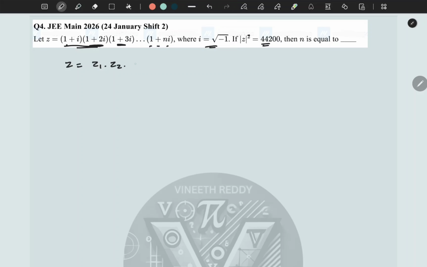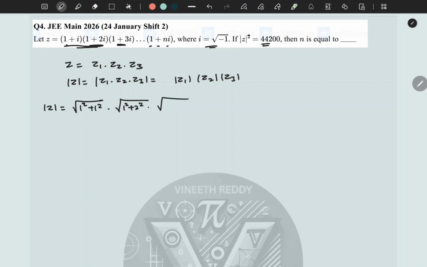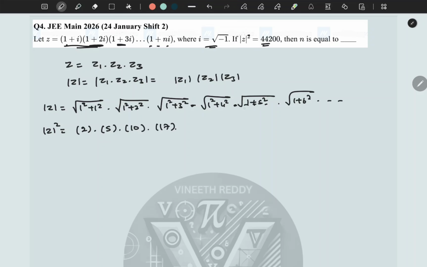Let us say z is equal to z1 multiplied by z2 multiplied by z3. We know that mod z is equal to mod of this, and we can write it as mod z1 multiplied by mod z2 multiplied by mod z3, right? So mod z will be under root of 1 square plus 1 square, into under root of 1 square plus 2 square, into under root of 1 square plus 3 square, into under root of 1 square plus 4 square, and so on. So mod z whole square will be 2 into 5 into 10 into 17 into 1 plus 5 square, that is 26, and so on.